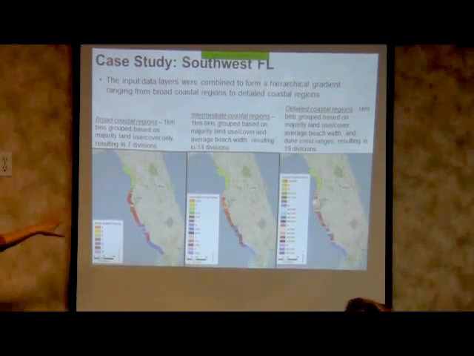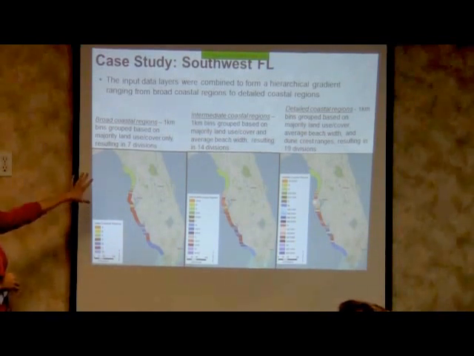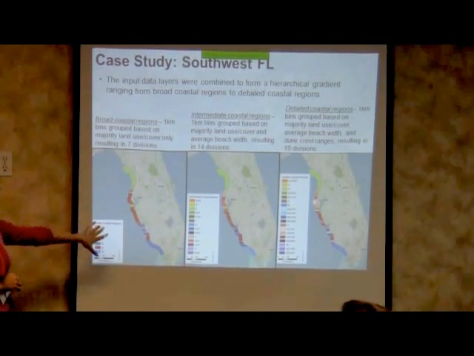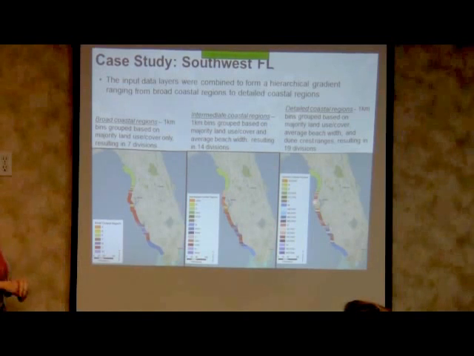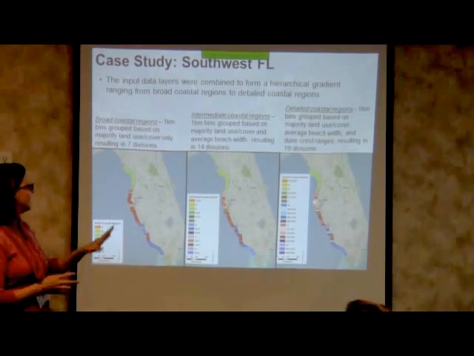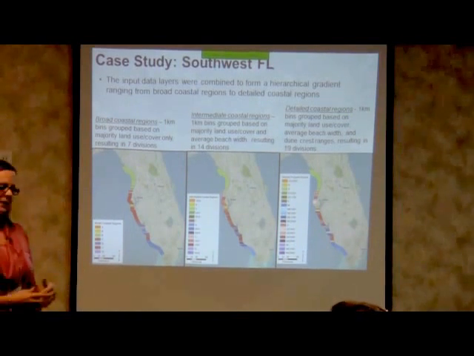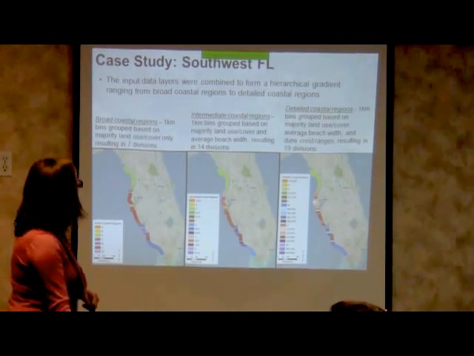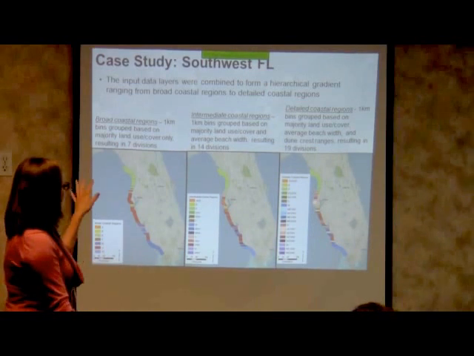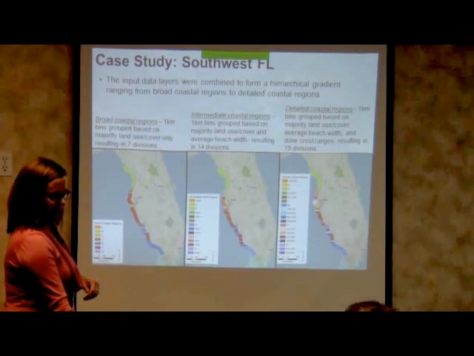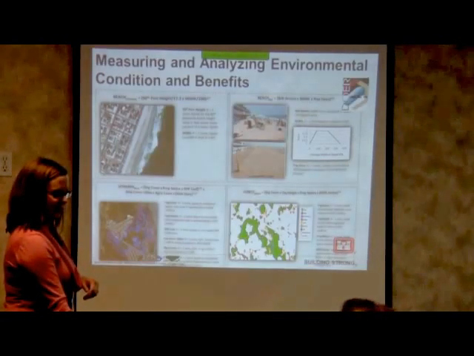So using just a few of the parameters, we've identified sections of the coast that are colored the same, so they look similar geomorphologically and based on land use, and then you have more detail as you add more parameters in. So depending on what your application is, you can add more or fewer parameters to define those coastal regions.